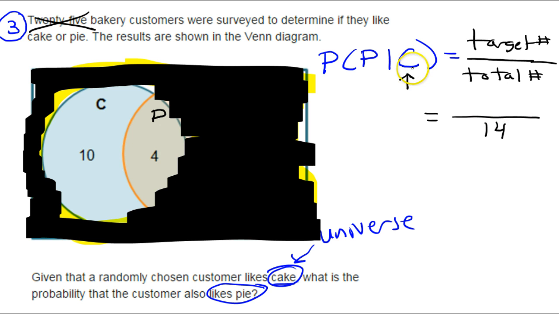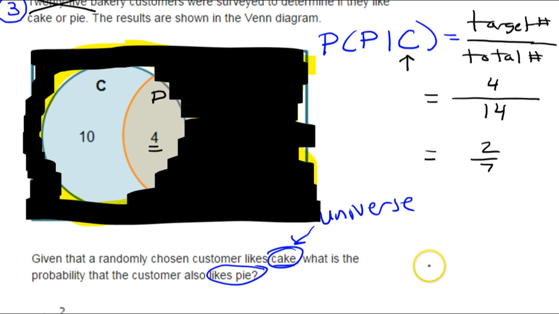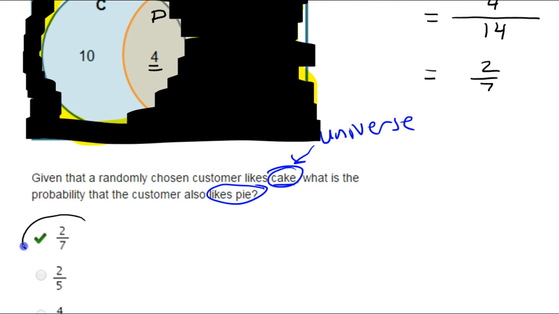Now, out of the cake lovers, we're looking for the probability of picking someone who likes pie. So how many of these 14 cake lovers also like pie? Well, that's this number right here that's inside of this little part of the overlapping circle that we blacked out. All right, these are the pie people. So 4 out of 14, target over total. All right, and this is going to reduce down to 2 over 7. All right, let's see how that matches up with the answers down here. And there you go. The probability is 2/7.